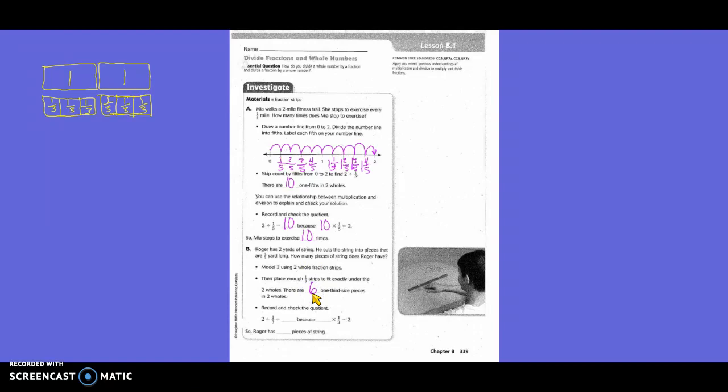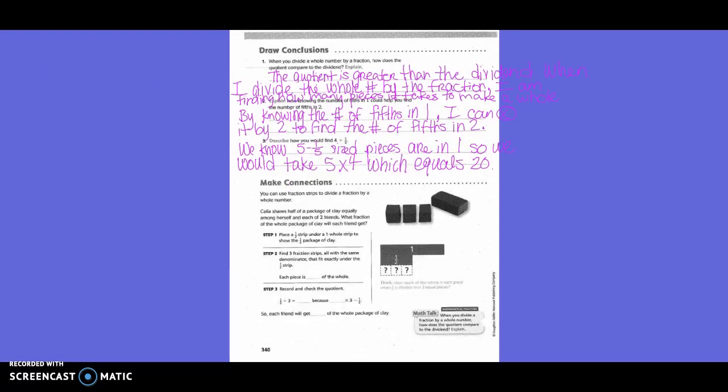Record and check the quotient. So 2 divided by 1/3 equals 6 because 6 times 1/3 equals 2. So Roger has 6 pieces of string. Draw conclusions. When you divide a whole number by a fraction, how does the quotient compare to the dividend? Explain. The quotient is greater than the dividend.